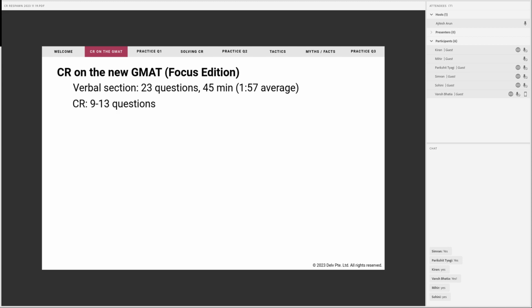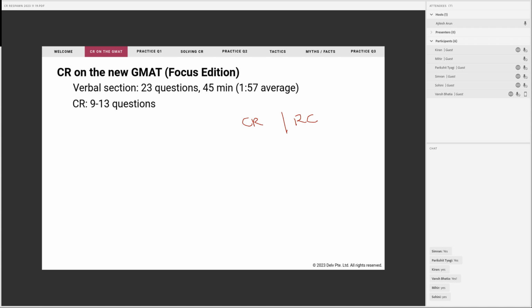So in terms of critical reasoning, you're going to see 9 to 13 questions. Now, why do you get this range of questions? The answer is simple. On the focus edition, you basically have critical reasoning and you have reading comprehension, right? Now, there are also, I suspect, some experimental questions.